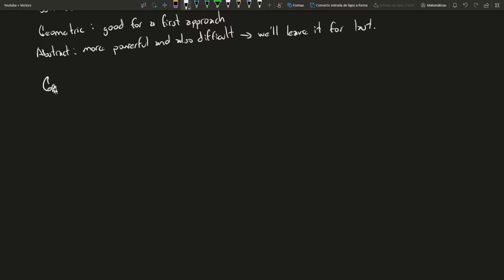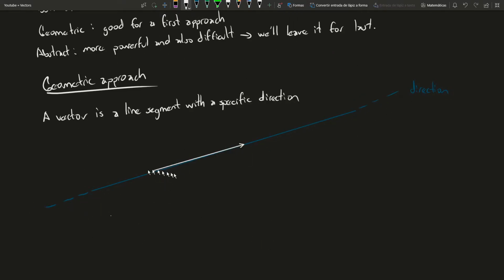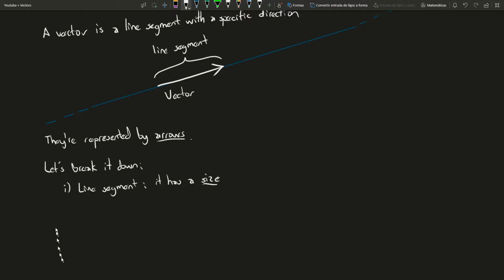A vector is a directed line segment. This blue line I drew here represents the direction the vector is facing. The white arrow itself is the vector. The beginning of the arrow is called tail, and the end is called the tip or head. So now let's break down the group of words directed line segment. The line segment part implies that it has a specific length or size. The directed part means that it follows a specific direction, and the arrow represents said direction.